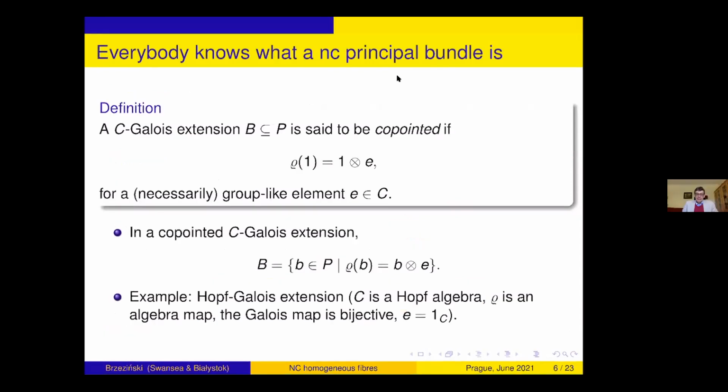Okay, so right. Now I will need a distinguished element, and that's what we normally do. So we will say that the Galois extension is copointed if there exists an element e in C such that ρ of 1 has this particularly simple form: 1 tensor e.